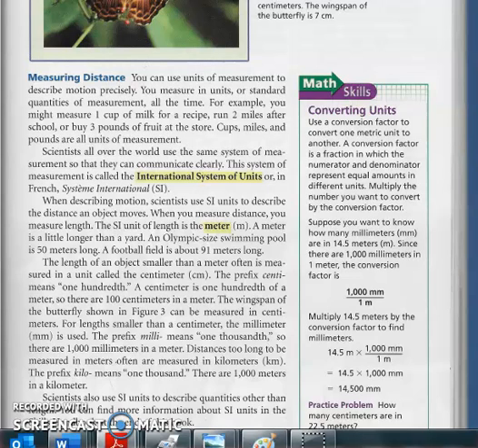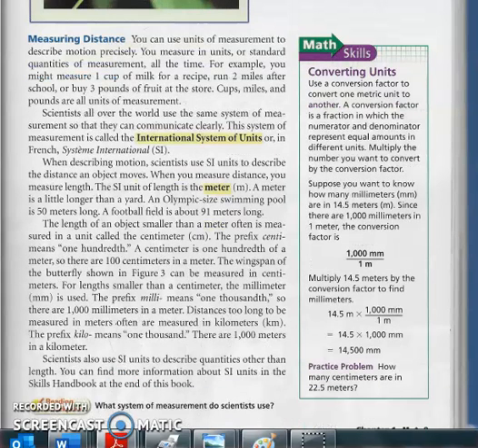A meter is a little longer than a yard. An Olympic-sized swimming pool is 50 meters long. A football field is about 91 meters long. The length of an object smaller than a meter often is measured in a unit called the centimeter, cm. The prefix centi means 1/100th. A centimeter is a 100th of a meter, so there are 100 centimeters in a meter. The wingspan of the butterfly, shown in Figure 3, can be measured in centimeters.